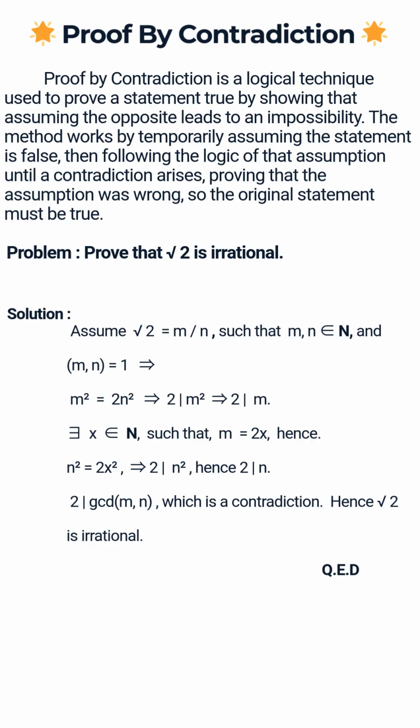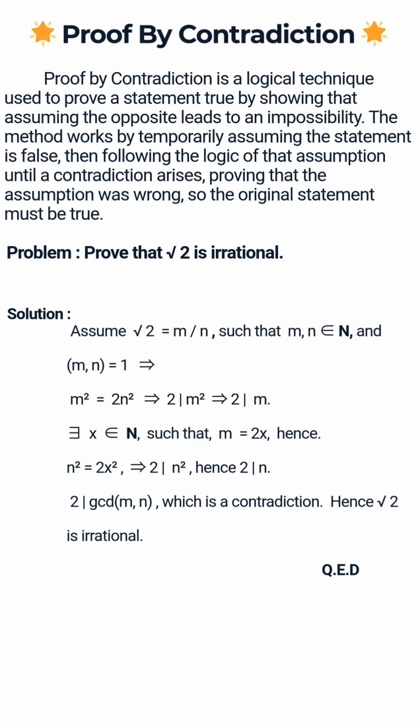So this implies that 2 divides m squared, and from the fundamental theorem of arithmetic, we know that 2 also divides m. So m is even, and m equals 2 multiplied by x for some natural number x. Substituting that into the equation, we get n squared equals 2x squared also. And so 2 divides n squared, which implies that 2 also divides n.